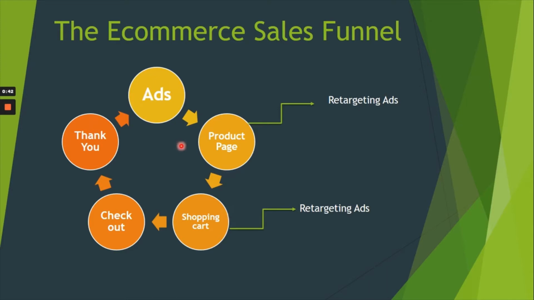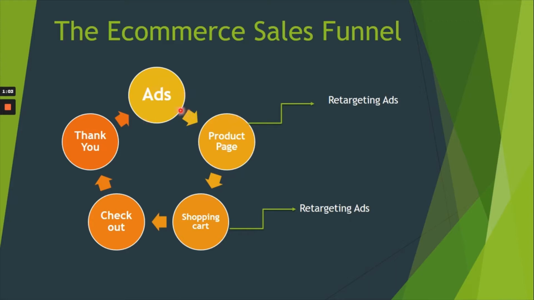So basically what happens when you run an ad, so for example, you run an ad on any social media platform, for example, Facebook, Instagram, and or even on Google or YouTube. So the main goal of your marketing is obviously to bring traffic to your product page.